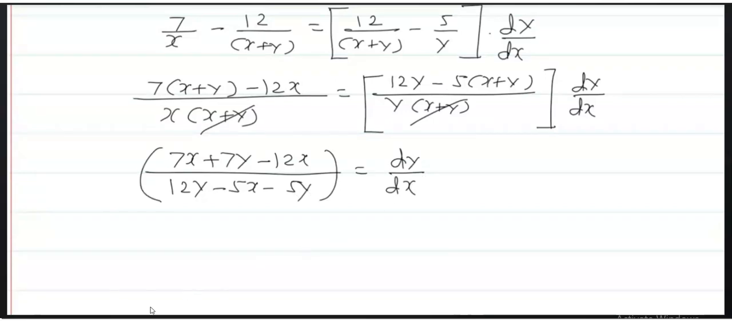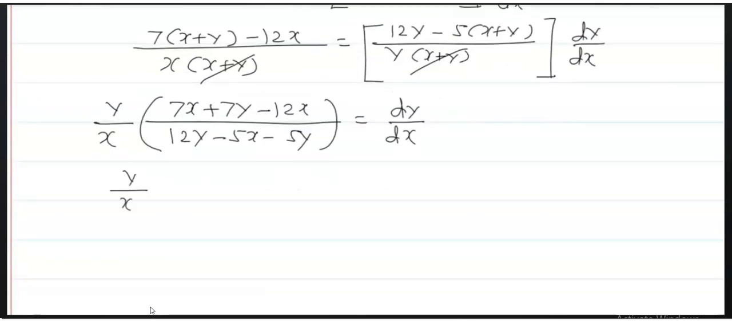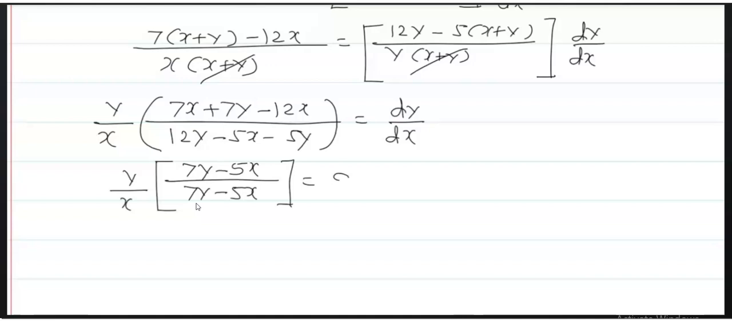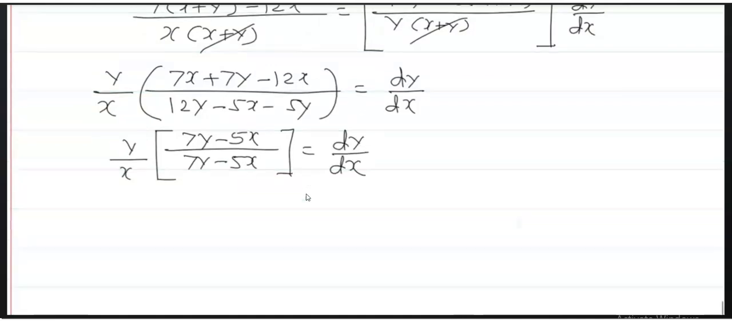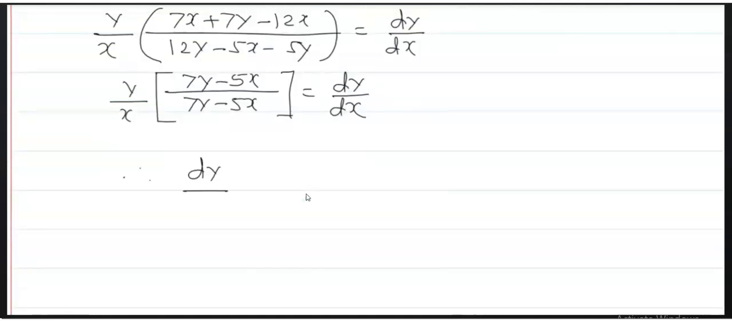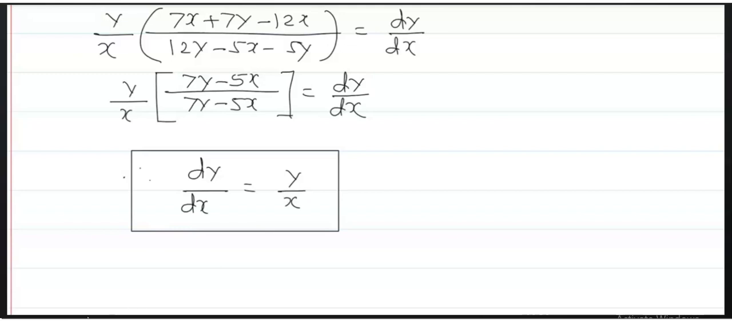And if we simplify this, therefore, this is y upon x into (7y minus 5x) upon (7y minus 5x) is equal to dy by dx. Therefore, dy by dx is equal to y upon x. This is the first one we prove here.